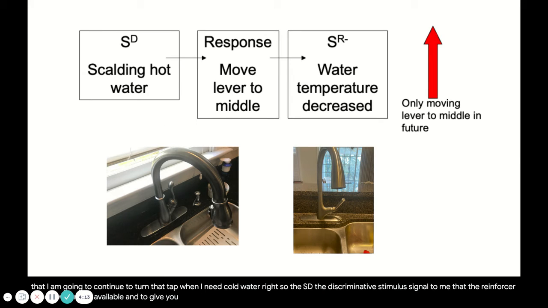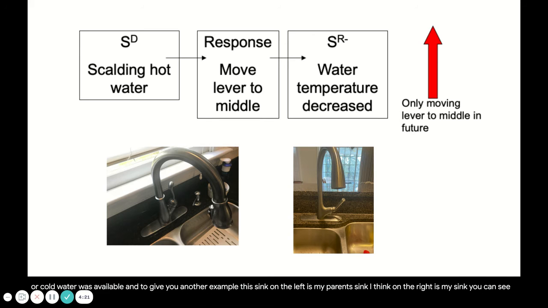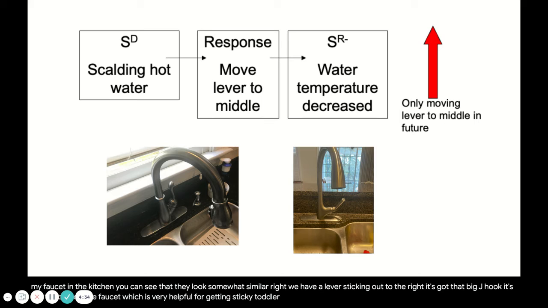Now, I'm going to give you another example. This sink on the left is my parents' sink. The sink on the right is my faucet in the kitchen. You can see that they look somewhat similar, right? We have a lever sticking out to the right. It's got that big J hook. It's got the detachable faucet, which is very helpful for getting sticky toddler food off of their high chairs.